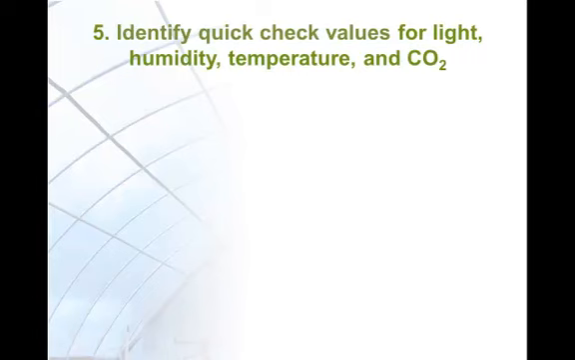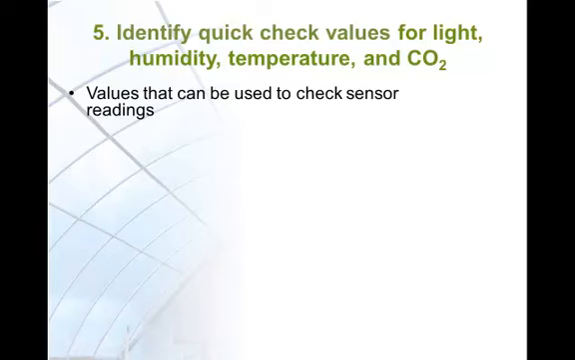Objective 5 is to identify quick check values for light, humidity, temperature, and CO2. Here are some values that can be used to check sensor readings. The purpose here is a quick, convenient check of the measurement devices, not a precision check. These values are used just to make sure the sensor readings are acceptable.